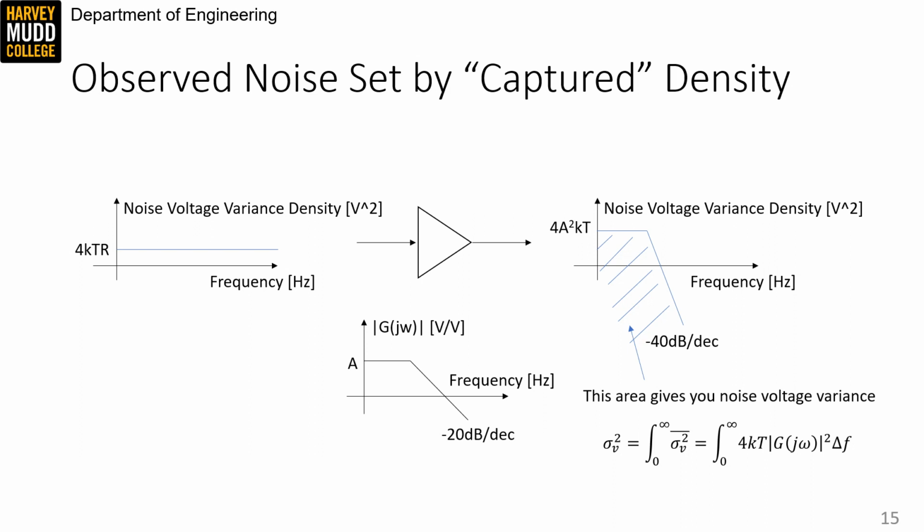The noise variance at the output of this amplifier is going to be given by the area under the noise spectrum, and we find that by integrating under the transfer function of our circuit. And just for reference, I've been talking about noise voltage variances on this slide, but this could also apply to noise power variances or noise current variances.